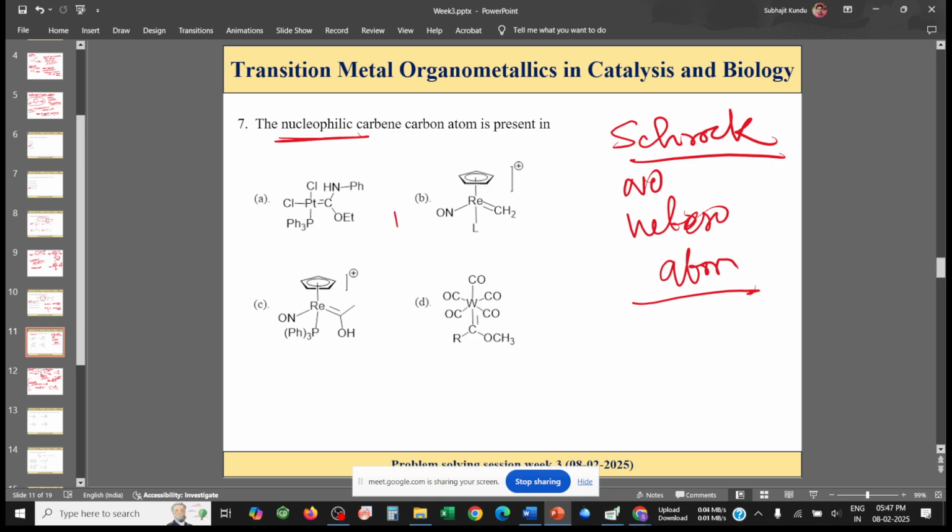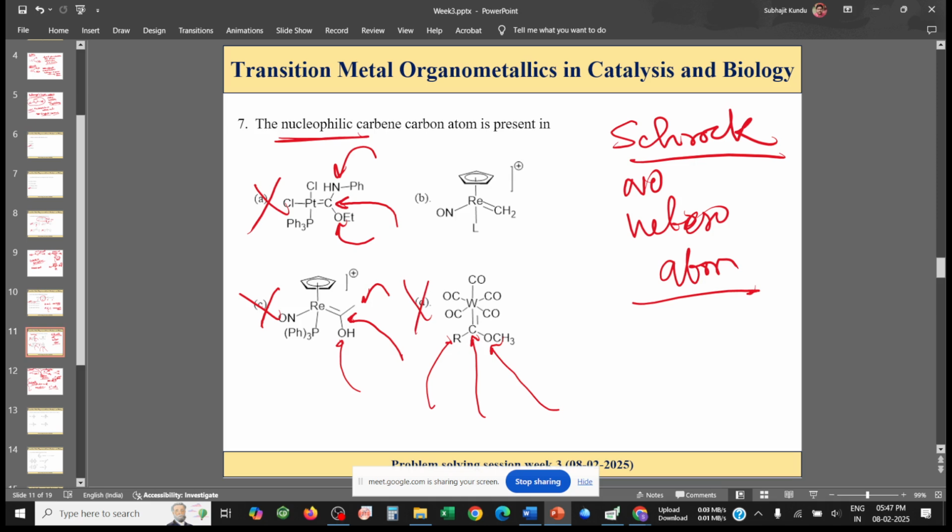Here the carbene center is this. It contains nitrogen and oxygen, so option A is cut. Option C, this is the carbene center, it contains oxygen and another carbon. So oxygen is there, and C is also cut. Option D, this is the carbene center, one contains R, that means any alkyl group, that is okay, but the other atom is oxygen, so this is also cut.